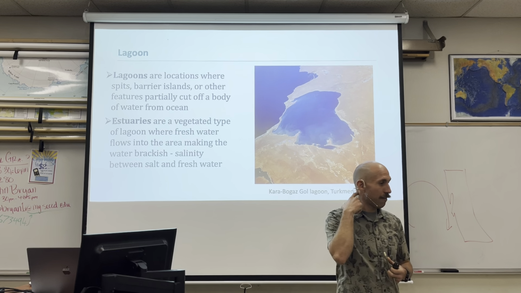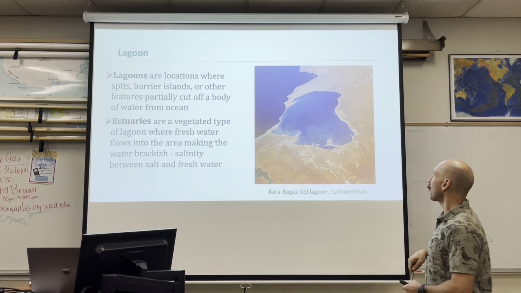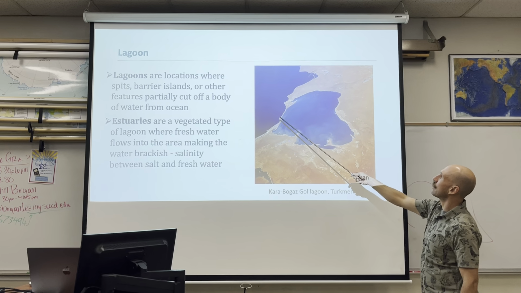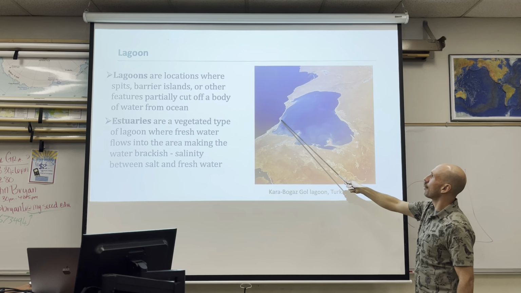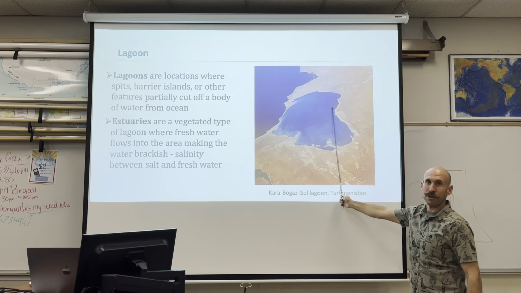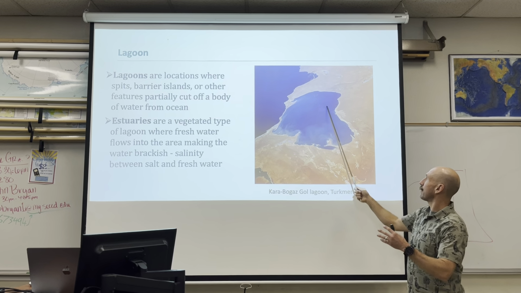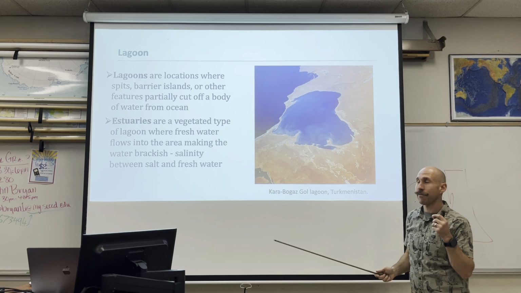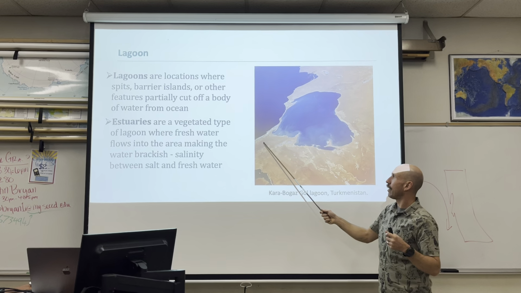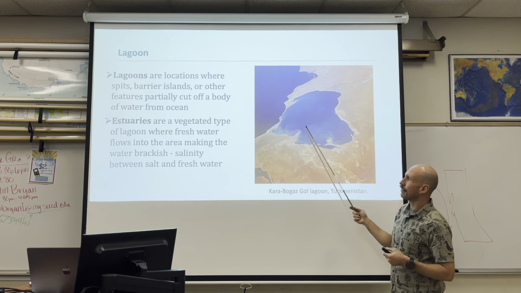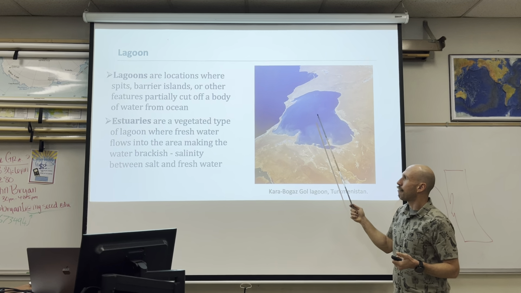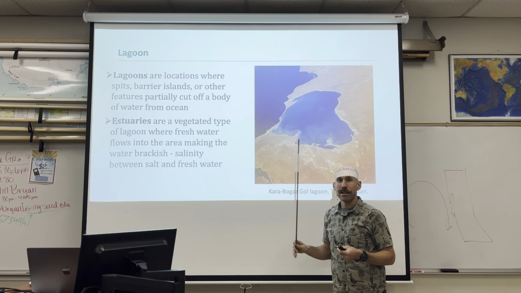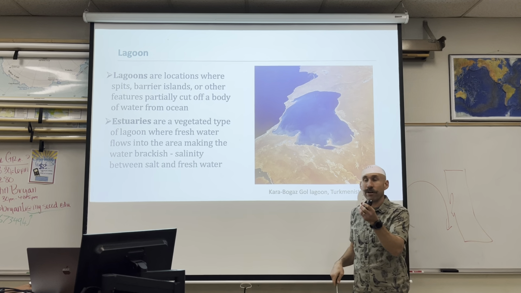Couple more aspects of coastlines. So lagoons are going to be locations where spits, barrier islands, or some other feature partially cuts off a body of water from the ocean. First, we have to have the right type of coastal geometry to happen, and then it cuts off. Estuaries are going to be very similar to lagoons, but we're going to have an input of fresh water from rivers that creates brackish, a mixture of salt and fresh water.